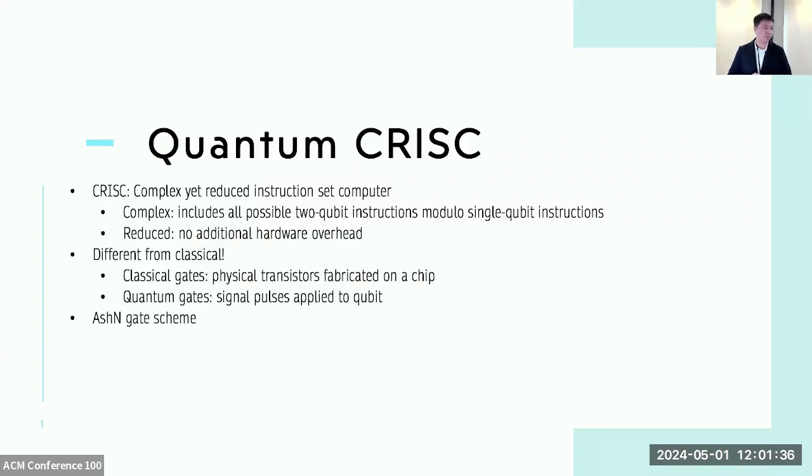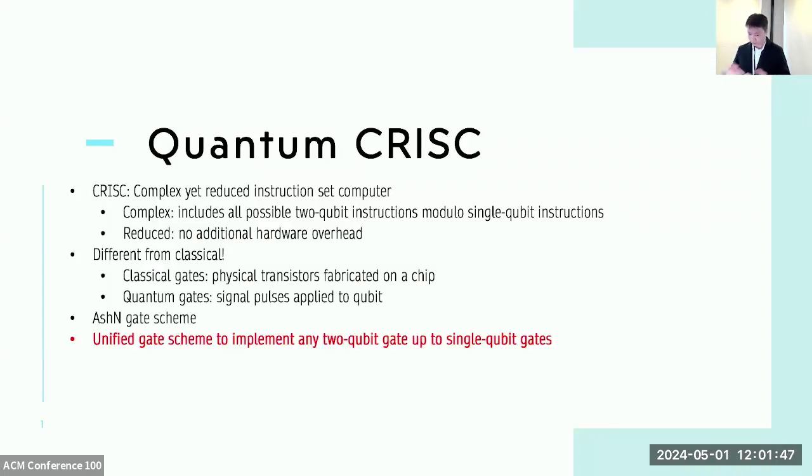The main reason we can do this is what we call the AshN gate scheme. A gate scheme is a physical procedure to implement a unitary operation on a hardware device. The AshN gate scheme is a unified gate scheme: there's one type of physical operation that can implement any possible 2-qubit gate up to single-qubit gates.